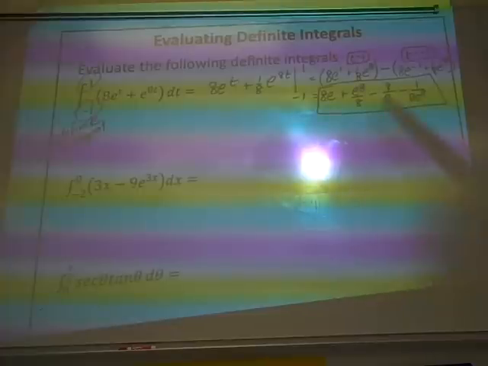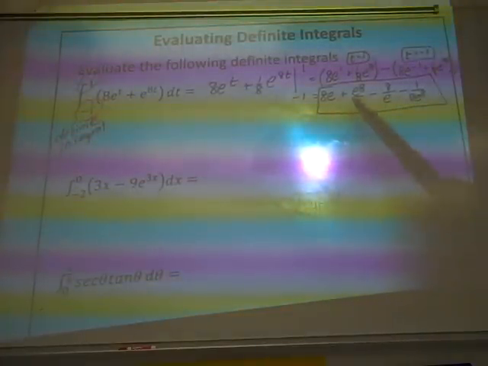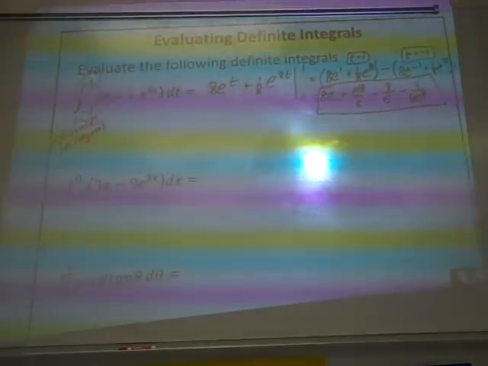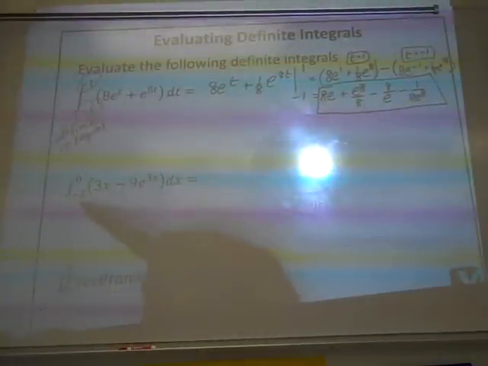There are no like terms. Nothing's going to cancel. So we're just going to leave it there. Let's move on to the next one. I have another definite integral.